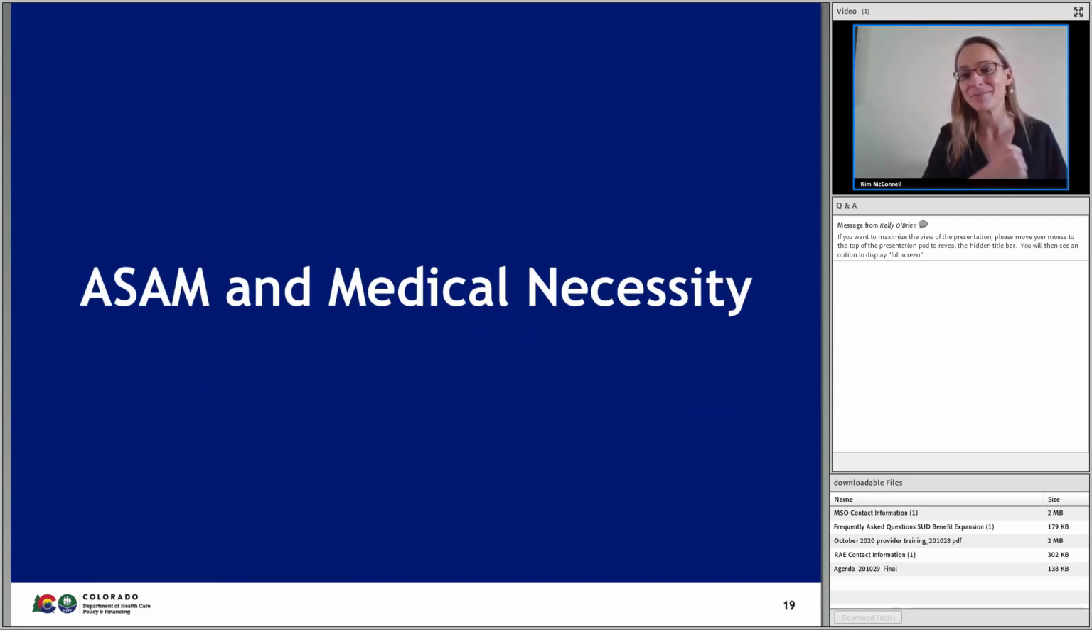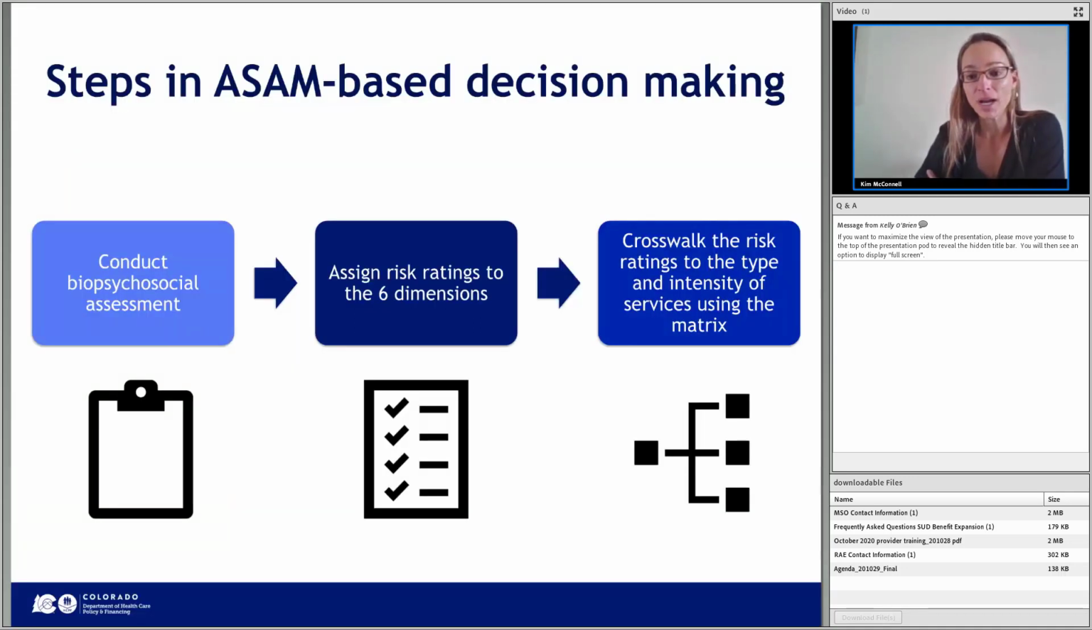Okay. All right. ASAM medical necessity. So what are we talking about? I've been referencing this, and we're going to go into greater detail now. So the ASAM process, what does that look like? We're probably familiar with this. A little recap, and what I really want to do is link it to the benefit and talk about how ASAM links to the benefit and how it's going to be applied.